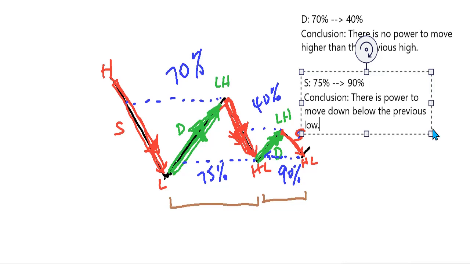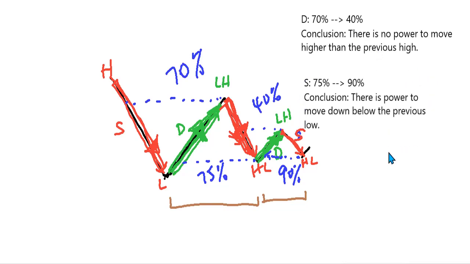If you're not agreeing or you still have some problem, you may comment, and then I'll look into it and probably give you some reply. Okay, so now we have two conclusions. We have analyzed both the demand side and the supply side. On the demand side, there is no power to move higher. But in the second conclusion, there is a power to move down. So there is no power to move up, but there is a power to move down.